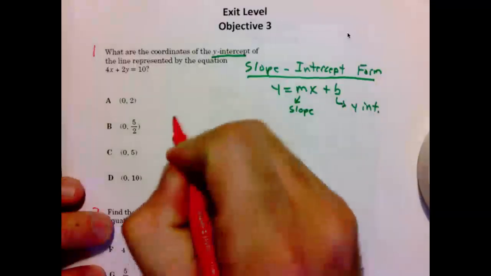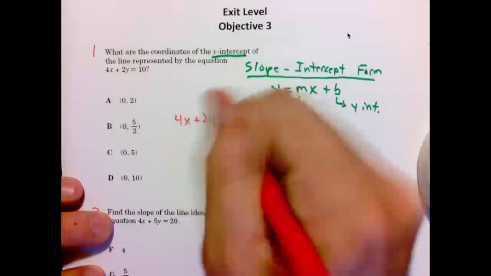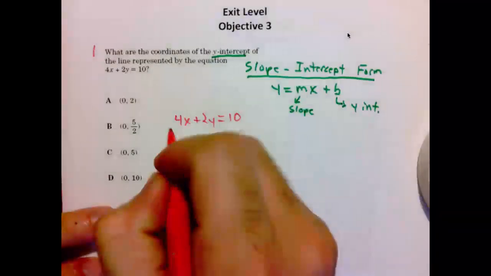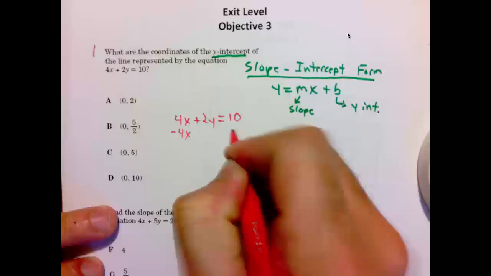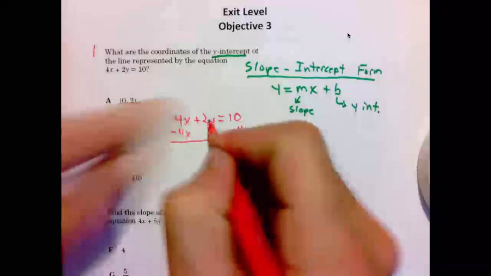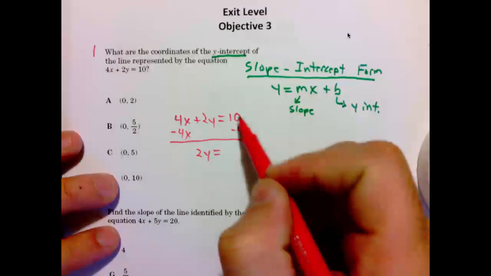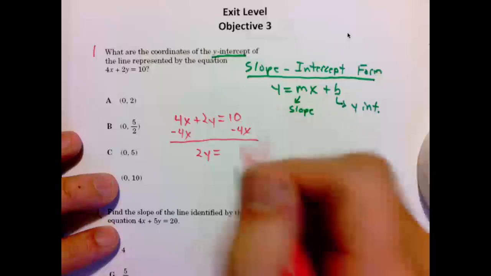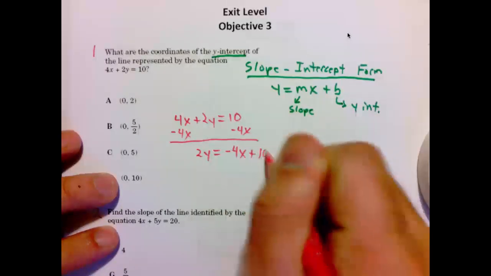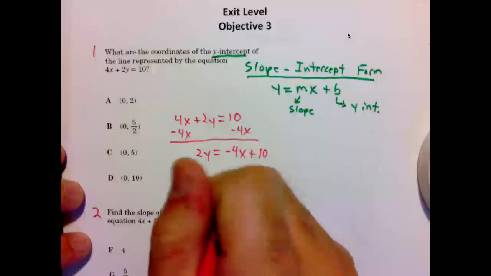Our equation, 4x plus 2y equal 10. Solving for y, we will first subtract 4x from both sides. This subtracts, leaving 2y on the left. We have 10 minus 4x. We cannot combine those like terms. We will write the x term first. Lastly, we will divide by the coefficient 2.